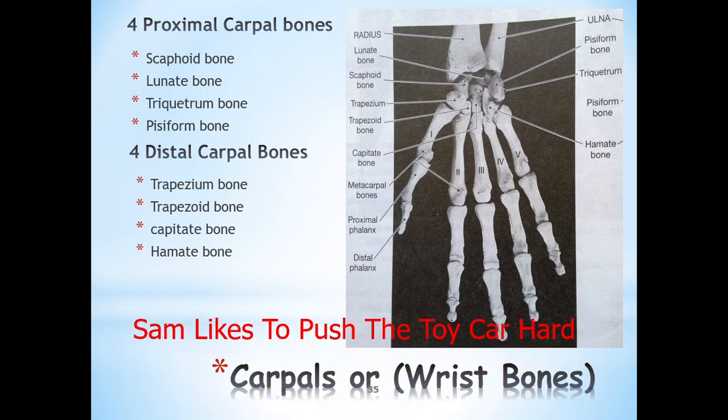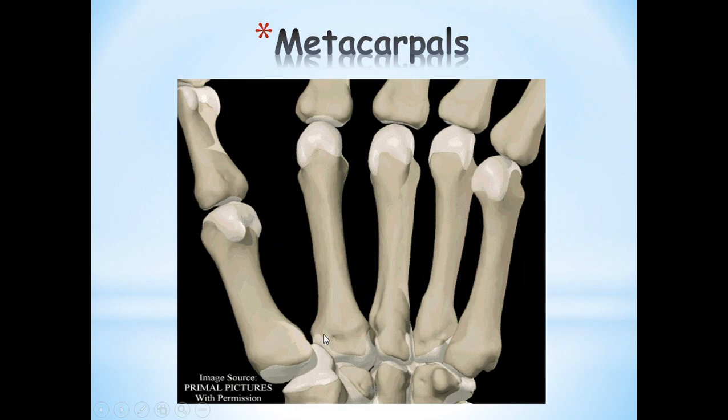Okay, so this one is an abbreviation for you to memorize the carpal bones. Some likes to push the toy car hard. So S, scaphoid. L, lunate. Okay, so yeah. Next is the metacarpals.